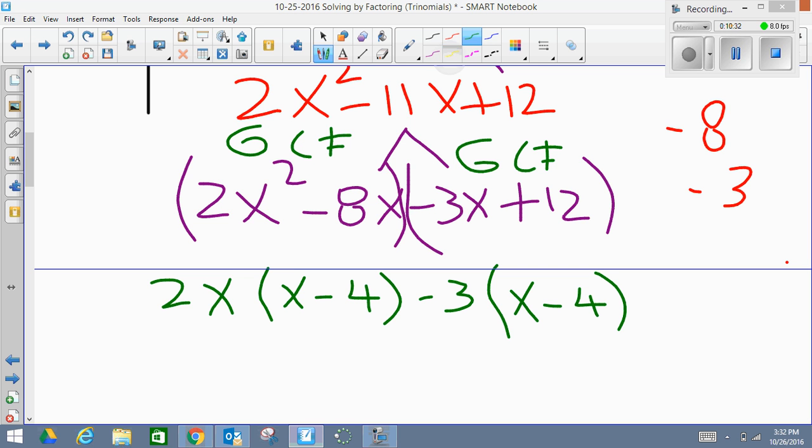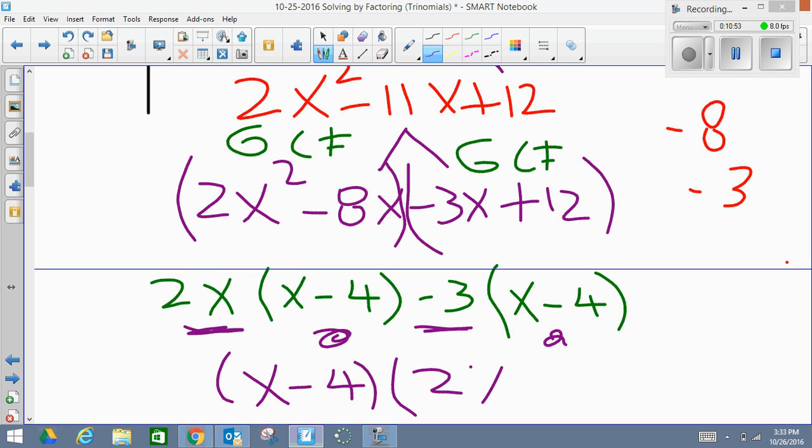Here, at this stage, the two parentheses have to be the same. If they're the same, that means I'm doing my grouping correctly, which I am right now. So, our common factor, we bring it on one side, which is x minus 4. And whatever's on the outside of the two parentheses goes to a second parenthesis, which is 2x minus 3. And that's how you factor those trinomials.